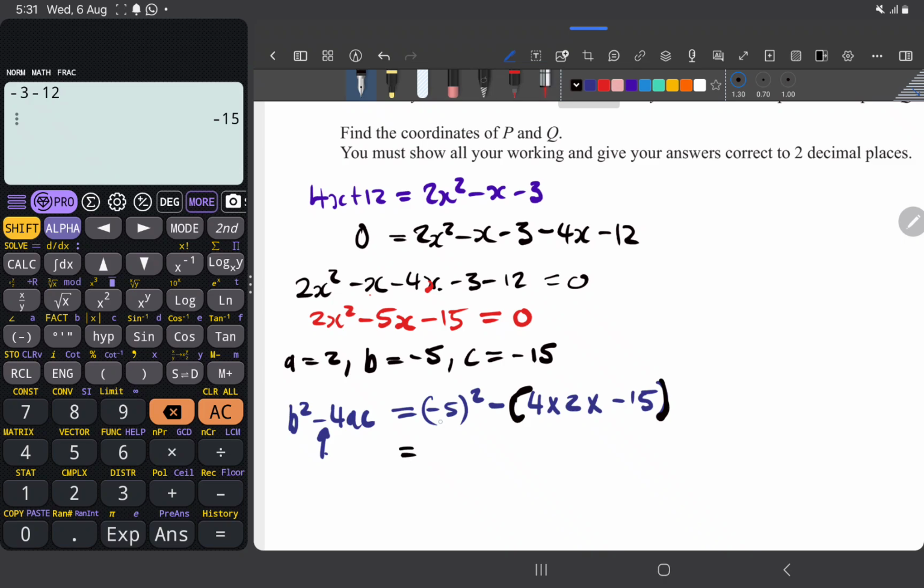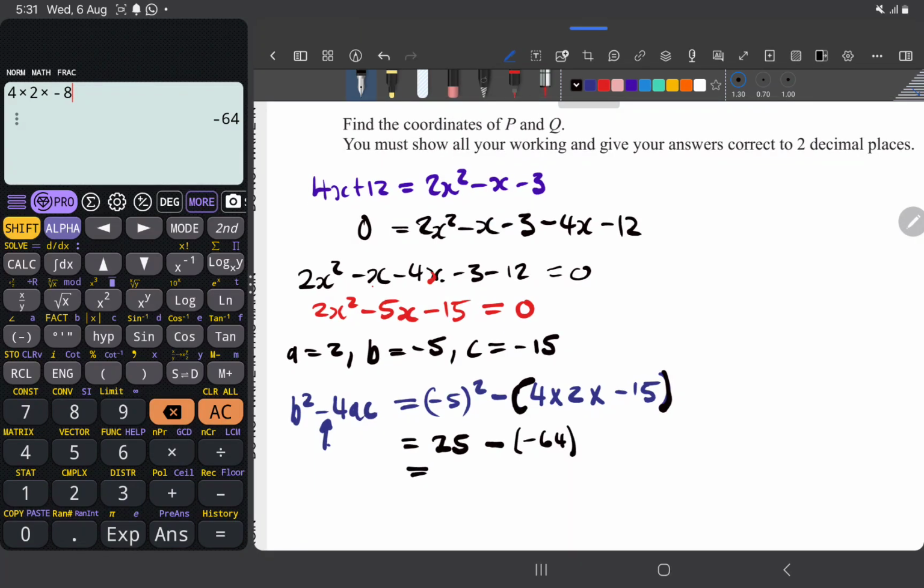So what are we going to get? Negative 5 all squared becomes positive 25. Minus 4ac is 4 times 2, which is 8, times negative 15. You can punch that. Let's do it. 4 times 2 times negative 8. So times negative 8, I get negative 64. So this is going to be negative 64 inside the bracket. Minus minus becomes a plus.